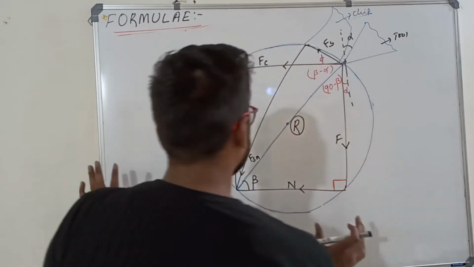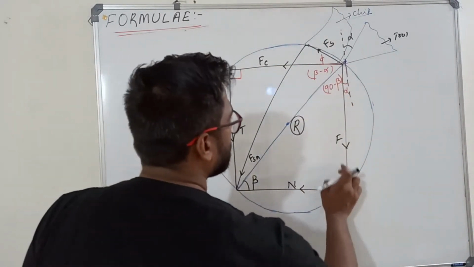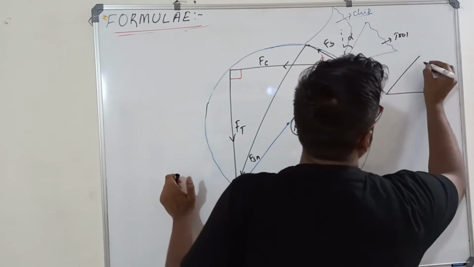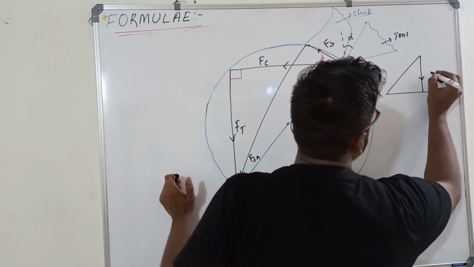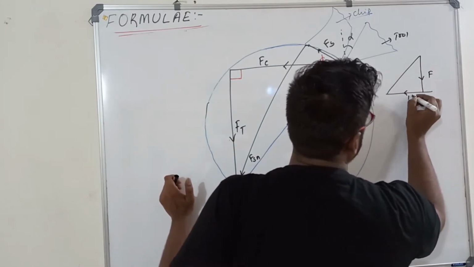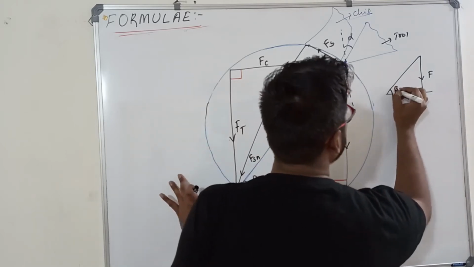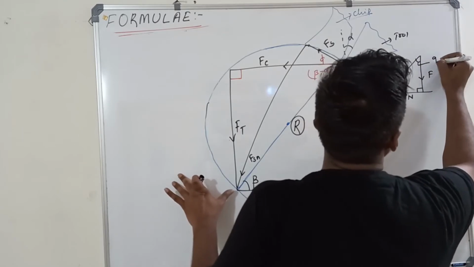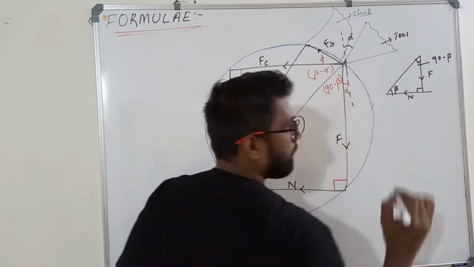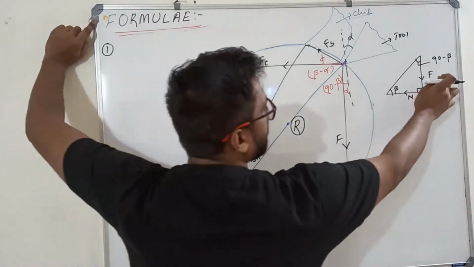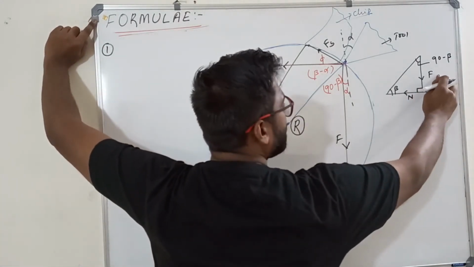Let me take this triangle first. Which triangle, sir? The friction triangle. Very good. This is my F, this is my N, and this is 90 degree. This angle is beta and this angle is 90 minus beta. So I am writing formula 1. Here, write the sine law. Every time go for the sine law.